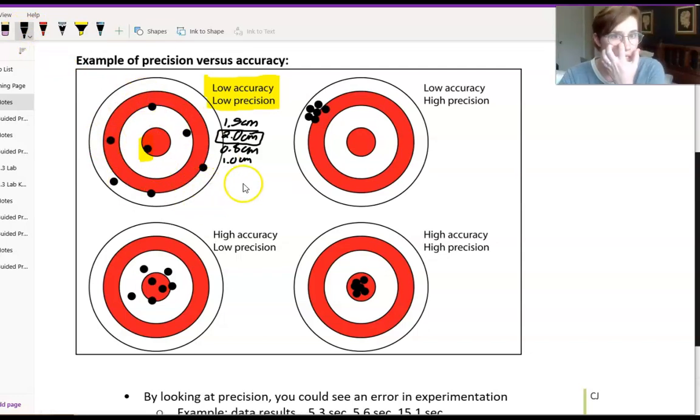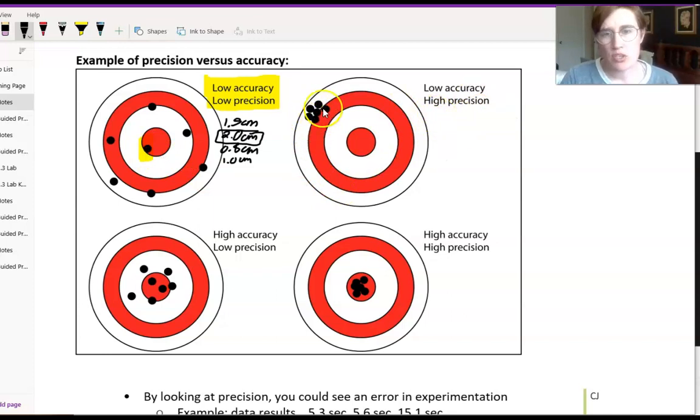You can think of this as an example of a student that's in a lab doing an experiment and they have no idea what they're doing and they're getting all sorts of weird answers, and then accidentally they hit the right answer one time. Now let's look at the second example.